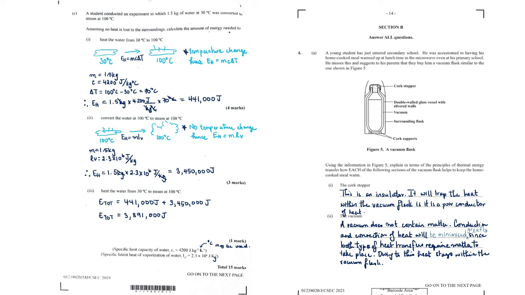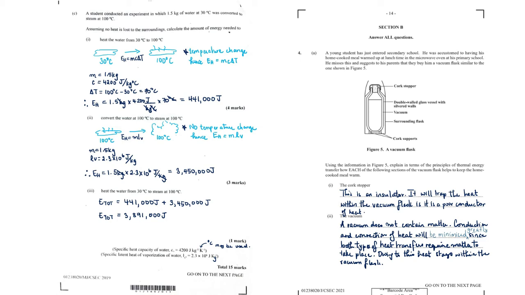We have the parts of it being labeled, where we have the cork, the double-walled glass vessel with silvered walls. You have the vacuum area where there's no air at all. And then you have something surrounding the flask, and then cork supports. Using the information in figure 5, it says explain in terms of the principles of thermal energy transfer how each of the following sections of the vacuum flask helps to keep the home cooked meal warm. So they want you to now explore heat transfer.